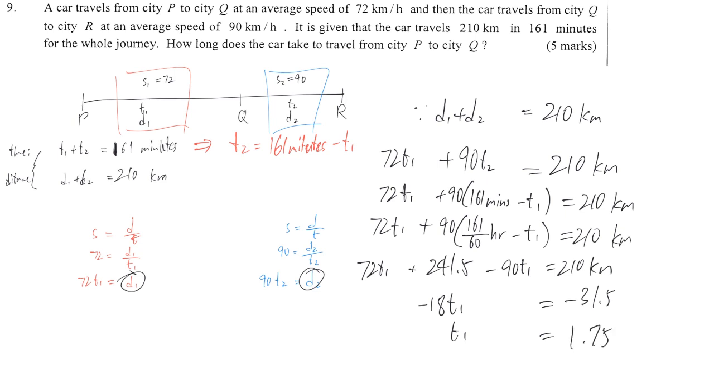So how long does it take from P to Q? That means we are interested in T1 only. We don't concern T2, so we can stop the calculation. Time span. Don't forget to write down the units here because it's confusing if you don't. We have both minutes and also hours here. You must tell me you are talking about hours but not minutes.